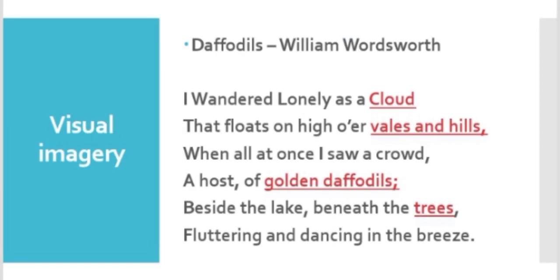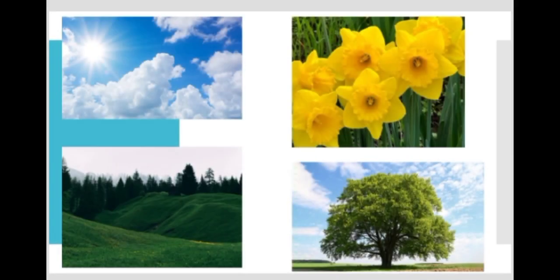Here is an example of visual imagery from Daffodils by William Wordsworth. I wandered lonely as a cloud that floats on high over vales and hills, when all at once I saw a crowd, a host of golden daffodils, beside the lake, beneath the trees, fluttering and dancing in the breeze. Here William Wordsworth creates an imagery of golden daffodils, clouds, hills and trees.